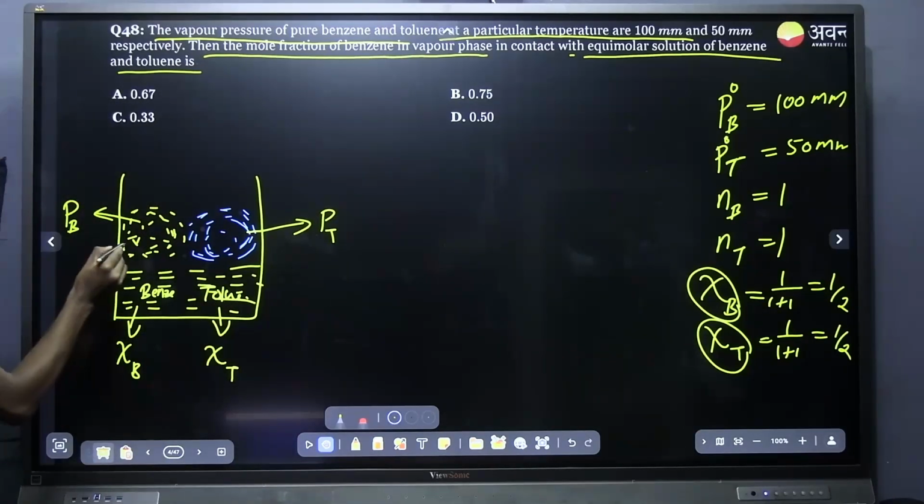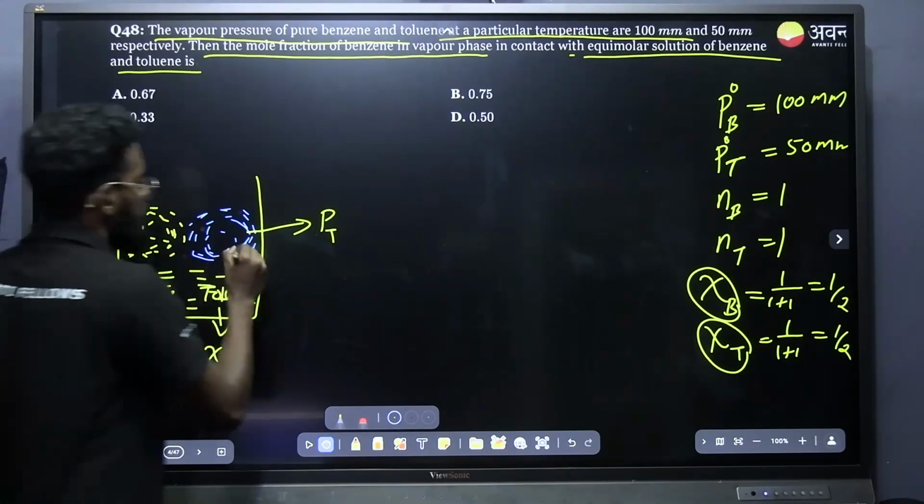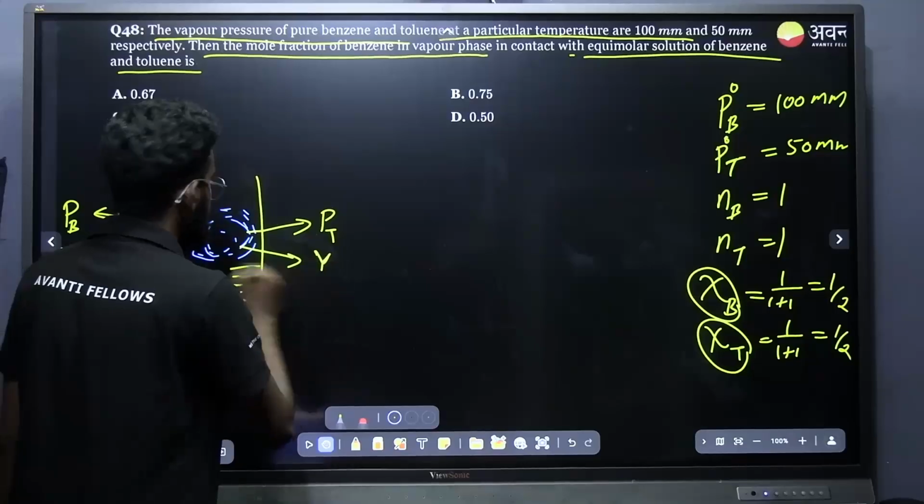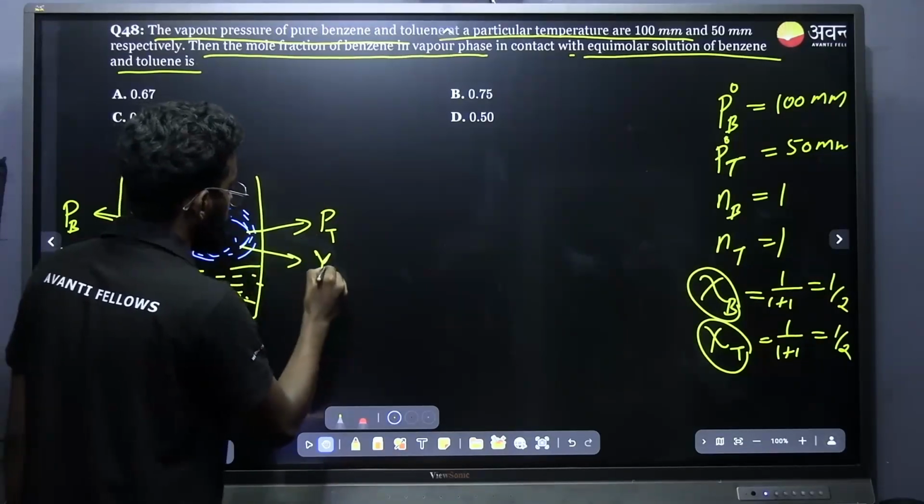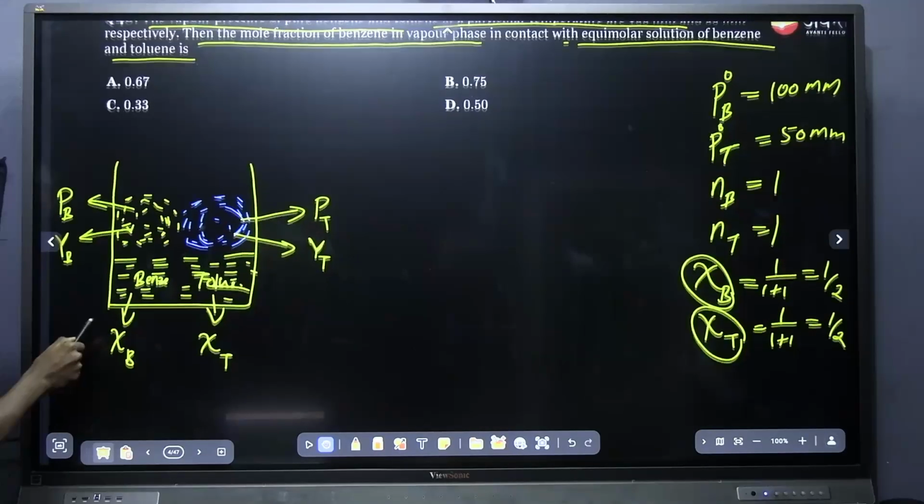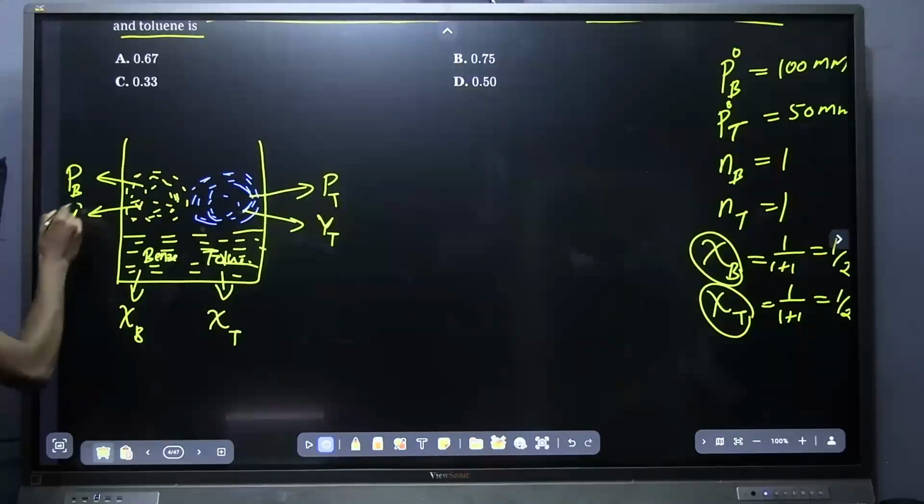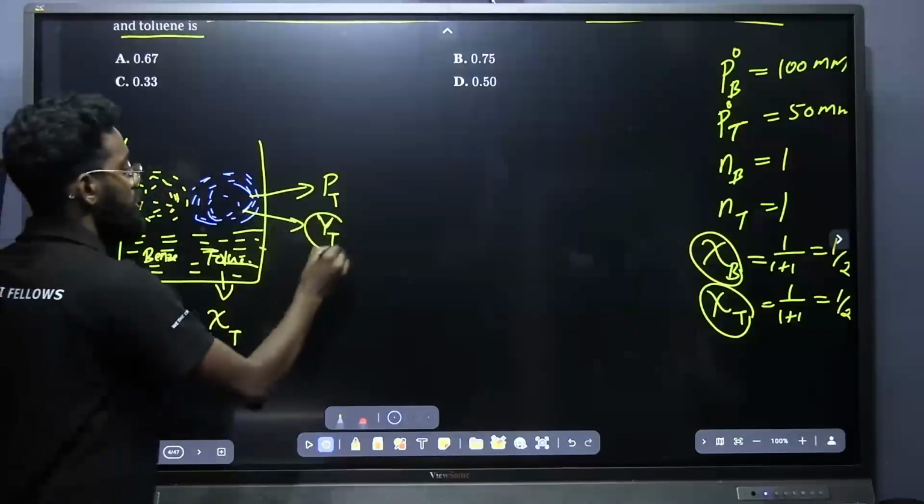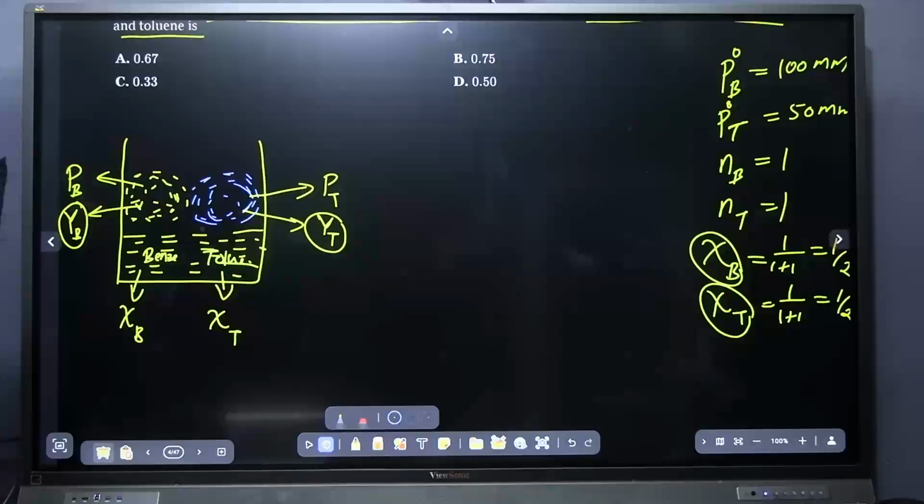And what do we have to find out? We have to find out the mole fraction of benzene in its vapor phase, which I will represent as Yb, and the mole fraction of toluene in its vapor phase, which I am representing as Yt. Any doubt? Okay. Now what do we have to find out? The question is all about calculation of Yb and Yt. How can we calculate Yb and Yt?